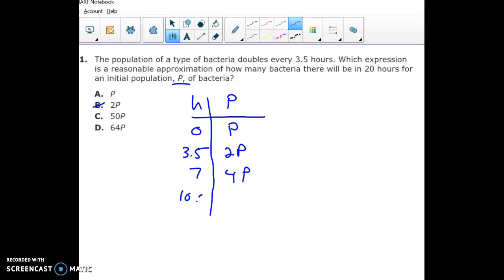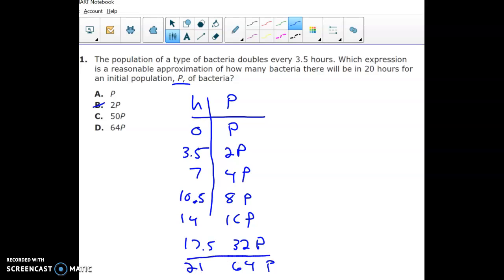And we can keep going with this pattern, 3.5 more hours and double this. 3.5 more hours, 16P, and then 3.5 more hours, and we're at 32P. Then we land on 21 hours, and that's 64P. So we know that 20 hours is right in between these, and my guess is it's going to be 50, right? 64P doesn't happen until 21 hours. So 20 hours we could reasonably guess would be at 50 times the initial population. Kind of an interesting, goofy question, but I think a table really helps to answer that one.